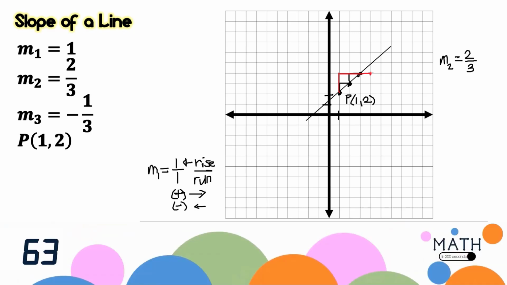This is another point on that line. If we continue, rise of 2, 1, 2, and run of 3, 1, 2, 3. This is another point here. So the line containing all these 3 points would be this red line here. This is the line having the slope of 2/3.